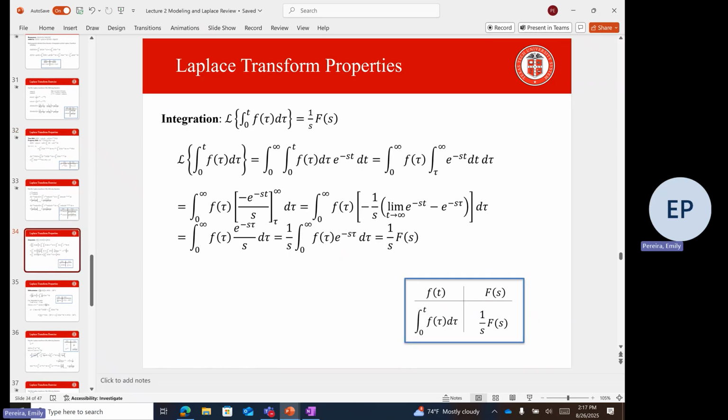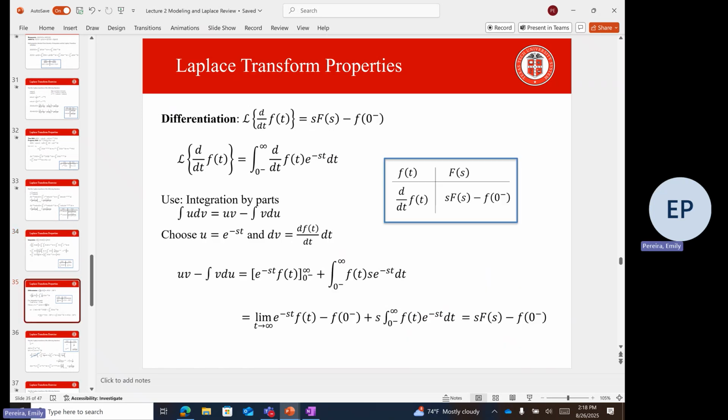Another property is integration. So whenever you have an integral with zero initial conditions, you're going to get this 1 over s appearing in the Laplace domain. And this is especially useful for things like capacitance. And similarly with differentiation, so instead of 1 over s, we're going to get s times our Laplace transform minus any initial conditions. So usually we're going to almost always consider initial conditions to be 0 unless otherwise stated.